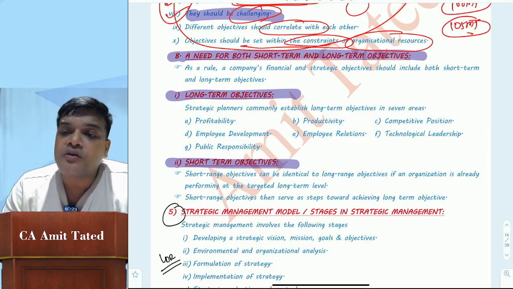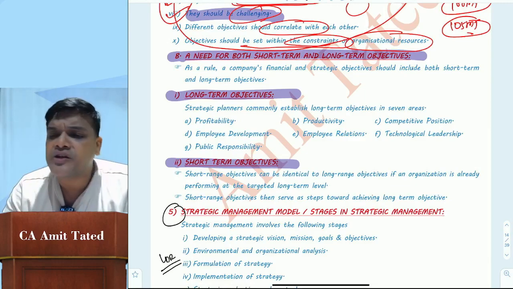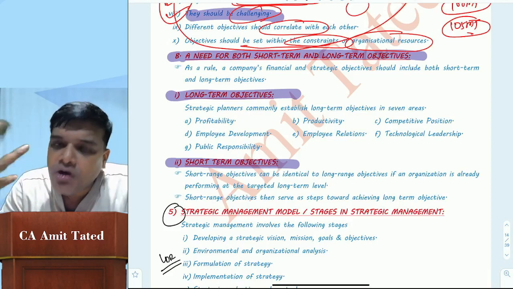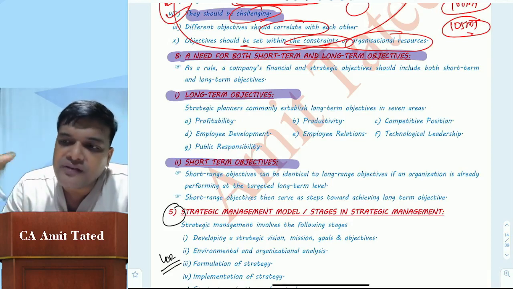So long-term objectives are about profitability, productivity, competitive position, employee development, relations, something like that. Short-term objectives will be very defined to achieve the long-term objectives. If I am into technological development, make sure you understand very clearly.